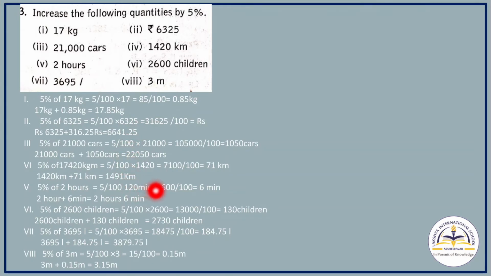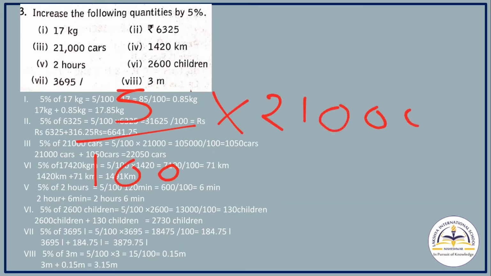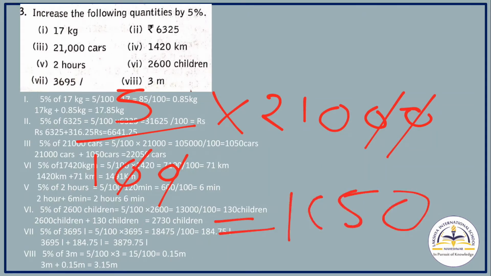Now we will solve question number third, 21,000 cars. Now first we will find out the 5% of 21,000 cars. Now you have to multiply them. 5 0s are 0, 5 1s are 5 and 5 2s are 10. So this will be the 5% of 21,000 cars.